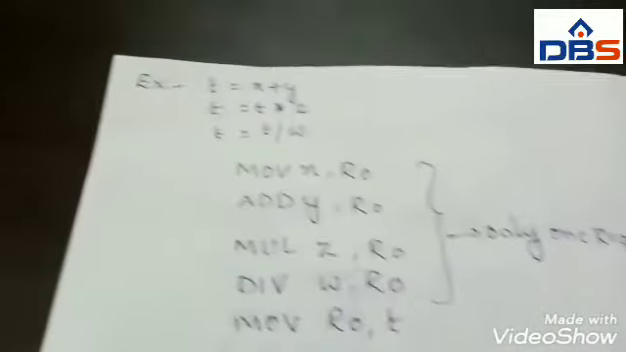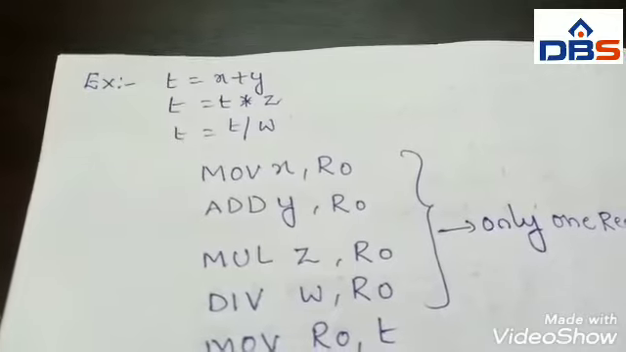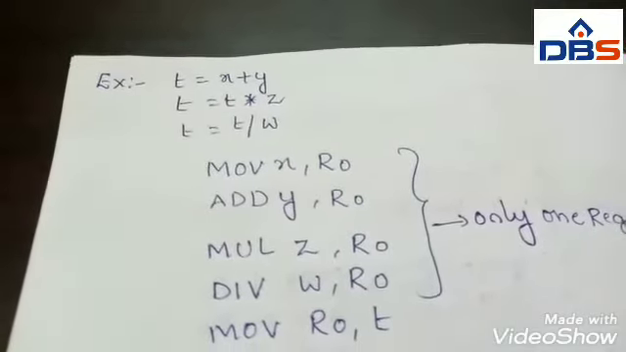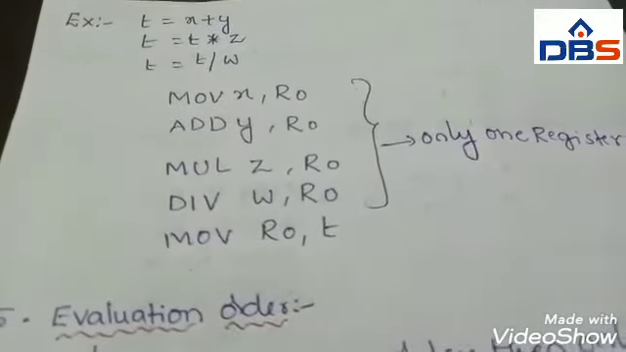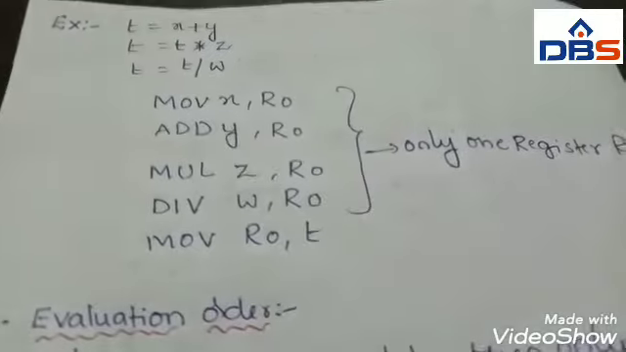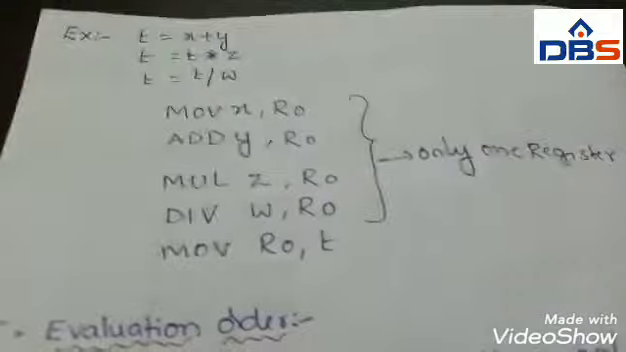If you see one example here, the 3 address code is t equal to x plus y, t equal to t star z, t equal to t by w. Generally, if you generate the target code here, what will happen? Move x comma R0, add y comma R0, again multiply z comma R0, again division of w comma R0, then moving the result to x finally.